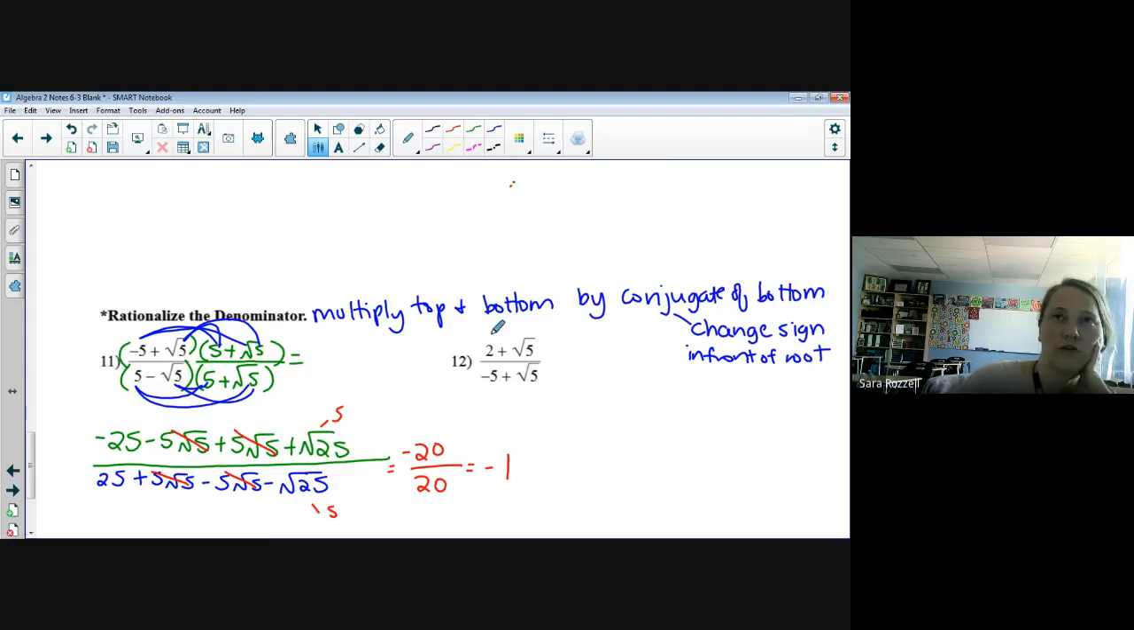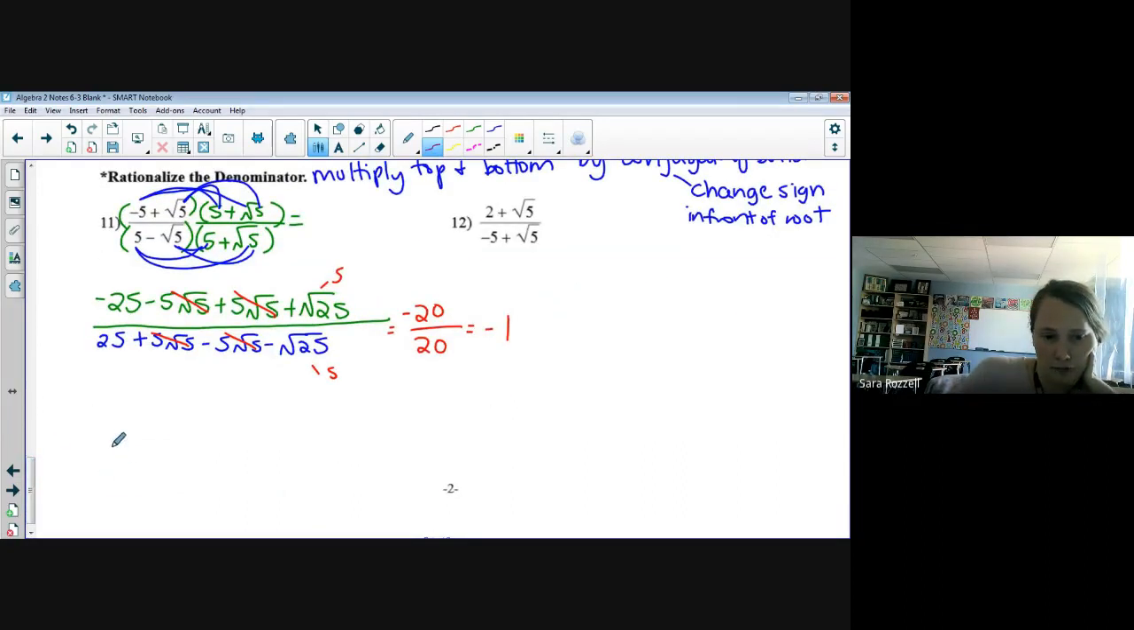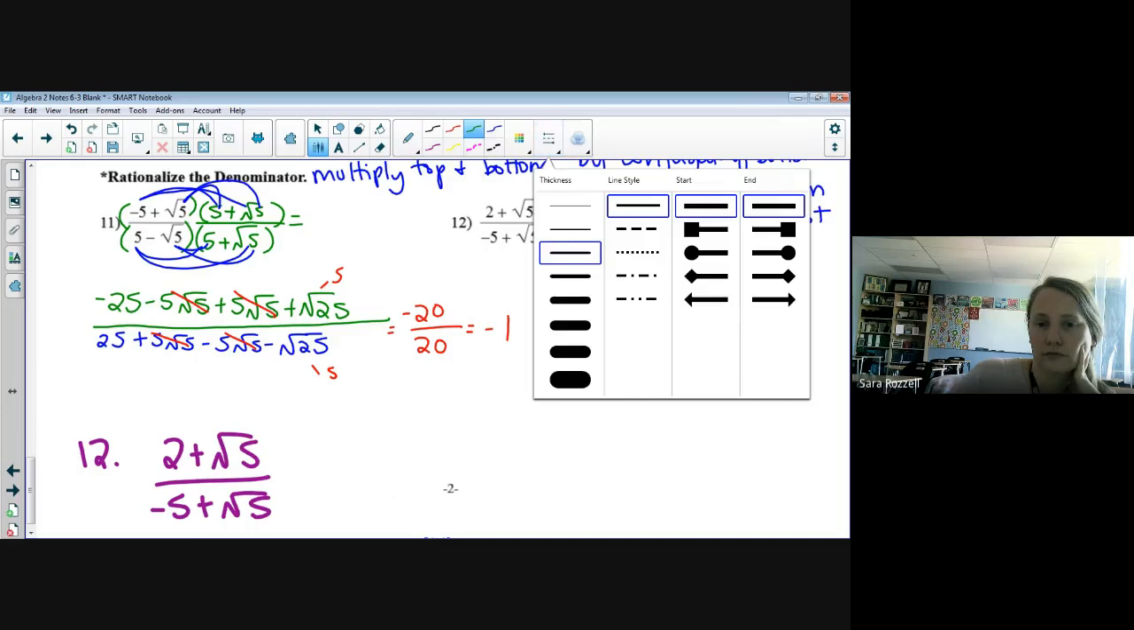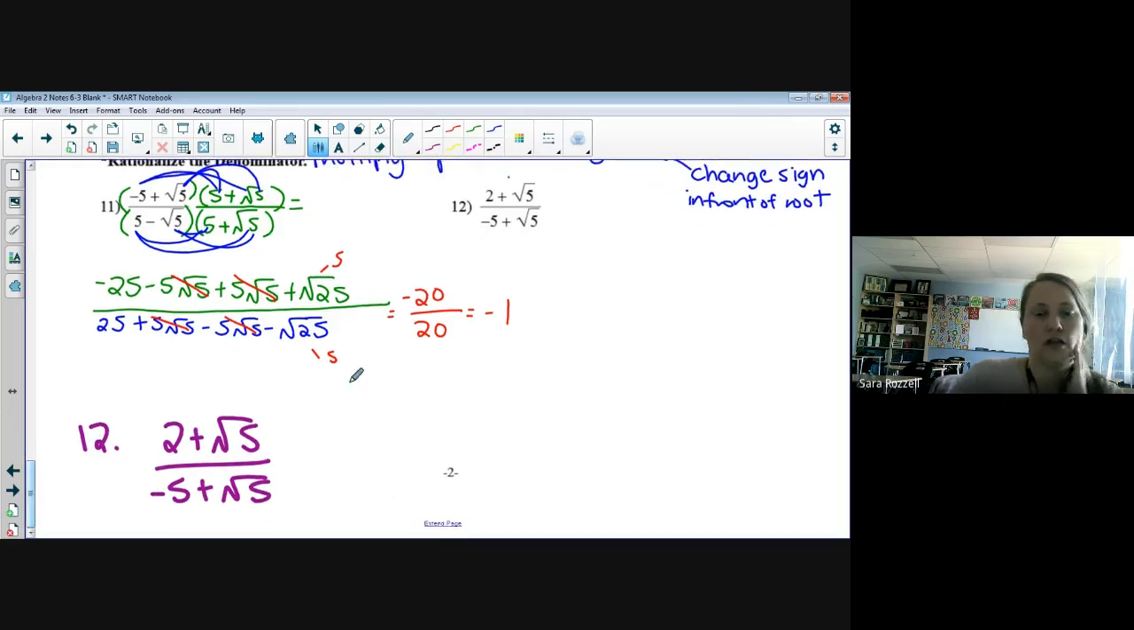You want to see one more? Okay. I'm going to bring it down to the bottom here so I can have more space. So this is number 12, 2 plus root 5 over negative 5 plus root 5. So we are going to look at what we have on the bottom, negative 5 plus root 5. The conjugate is going to change this plus root 5 to what kind of root 5? A minus. So that's what we're going to pick to use. Negative 5 minus root 5 on top and bottom.